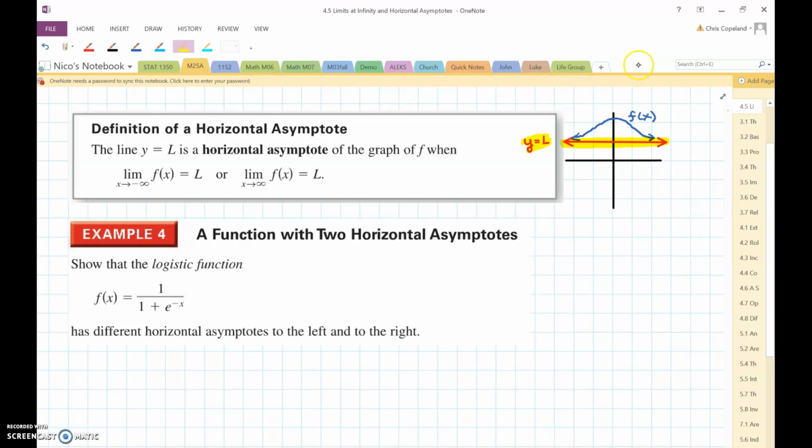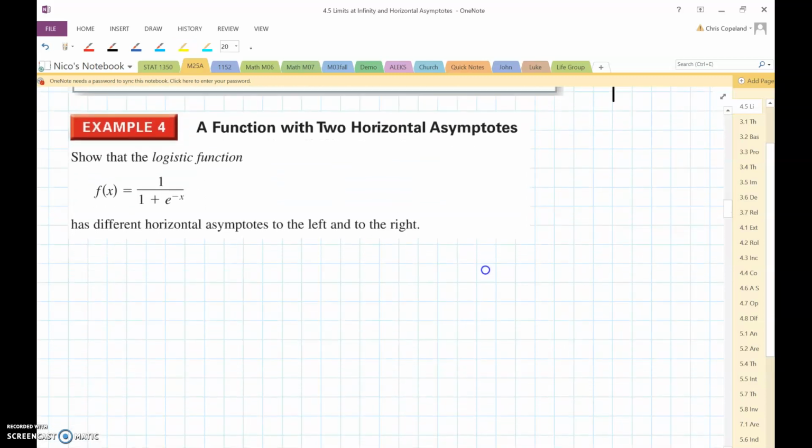Okay, and it states when the limit of some function equals L as x approaches negative infinity, or the limit of f of x as x approaches positive infinity equals L. So you're going to have a horizontal asymptote anytime you take the limit of some function and you let x approach negative infinity or positive infinity. And whatever that limit equals is where you're going to have a horizontal asymptote.